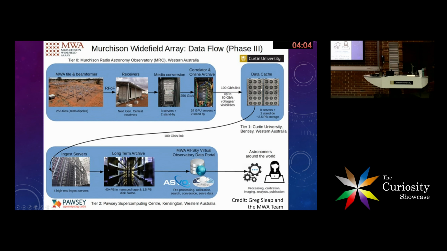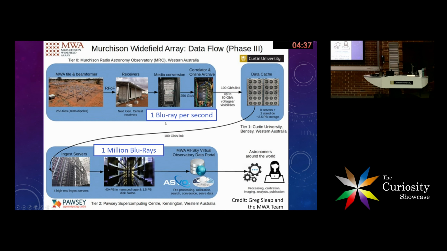And this long line actually extends all the way from the middle of the Murchison, several hundred kilometers away. It's a fiber line all the way down to Perth. So the computation is all done here in Perth, mostly at the Pawsey Supercomputing Center. And we have this long-term archive, which we've been accumulating the raw data for about 8 years now. And of course, then we have to serve that out. So we have a portal, which then sends it to astronomers around the world.